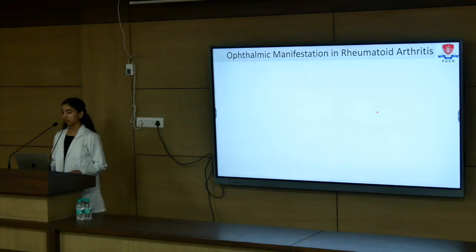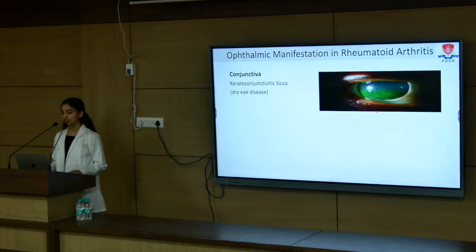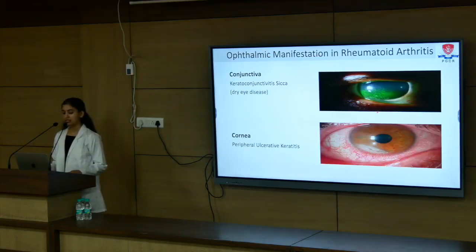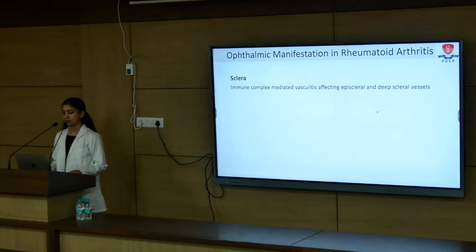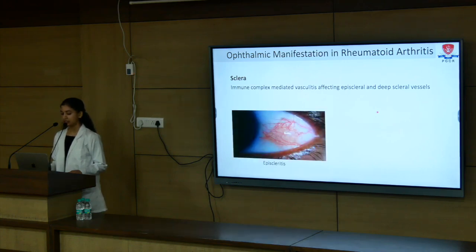Ophthalmic manifestations in other connective tissue disorders like rheumatoid arthritis. In the conjunctiva, we see keratoconjunctivitis sicca. In the cornea, we see peripheral ulcerative keratitis. Here, the corneal stroma melts near the limbus, associated with systemic vasculitis. In the sclera, immune complex mediated vasculitis affecting the episcleral and deep scleral vessels leads to a benign condition, episcleritis, in which there is mild tenderness and superficial vessel congestion, sectoral redness and no scleral thinning.